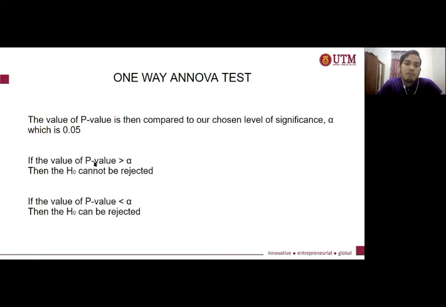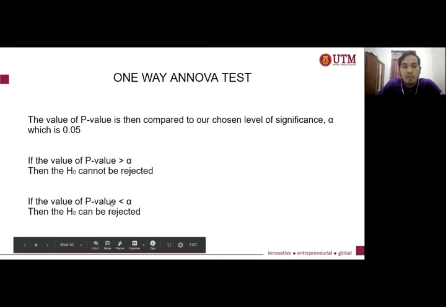If the p-value is bigger than alpha, then the H0 cannot be rejected. But if the p-value is less than alpha, then H0 can be rejected.